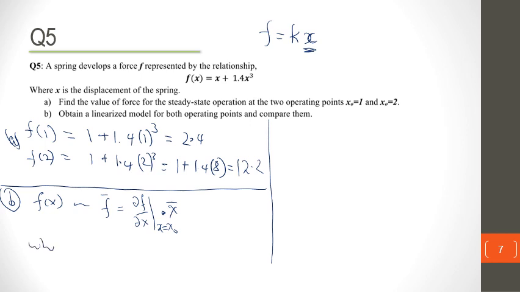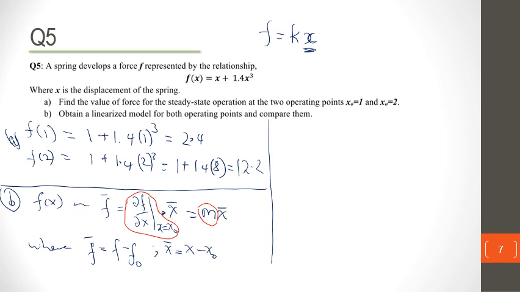where f bar is equal to f minus f at that point, and x bar is equal to x minus x0. So this is basically like a constant m times x bar, where m, or k in this case, is the slope, which is equal to this first derivative. So our objective then becomes deriving that first derivative.